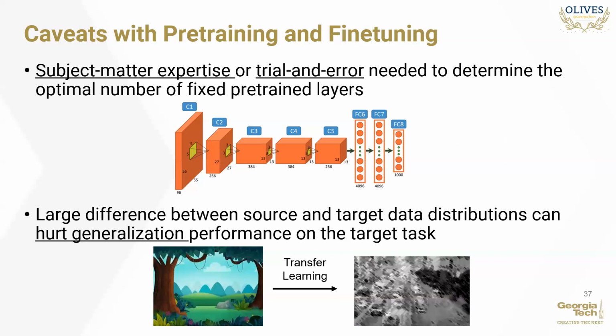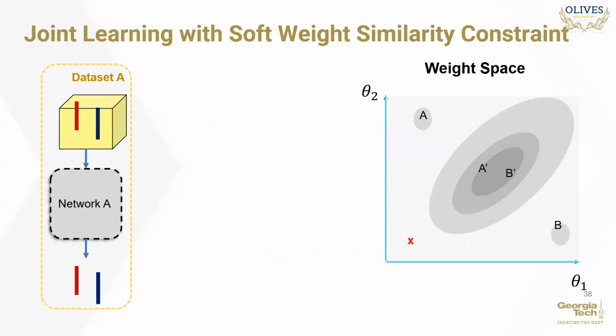Now, how do we propose to get around that? We propose a new learning paradigm that we call joint learning. I have a simple toy example here on the screen to demonstrate how it works. You have a data set A that is trained on a network A to output the quantity of interest on the labeled examples.